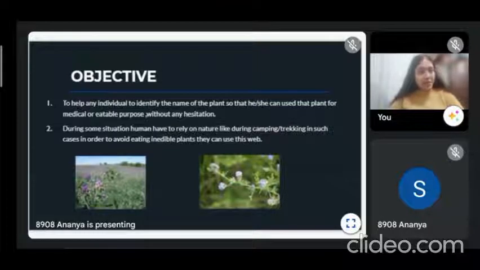The objective and feasible point is to help any individual identify the name of a plant so that he or she can use that plant for medical or edible purposes without any hesitation. During some situations, humans have to rely on nature, like during camping, trekking, or in any field. In order to avoid eating inedible plants, they can use this website which we are making.